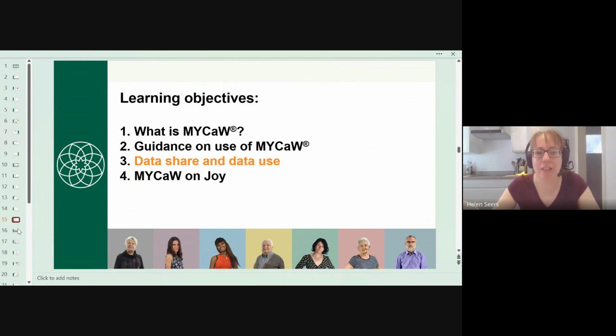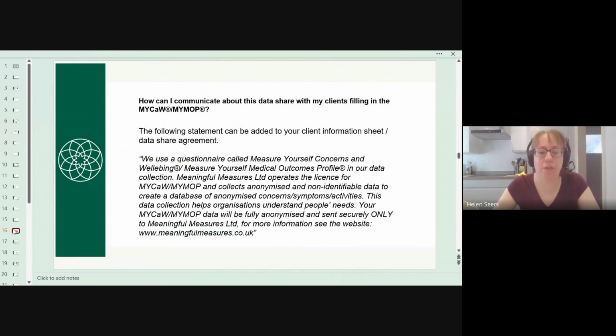So I'll just talk about the data share and the use of the data on MyCore, so you can get a flavour of what we at Meaningful Measures are doing and why we're licensing the tool. You do have a consent in the process of people coming to you, which is similar to this, in that you are saying that the MyCore data will be anonymised and shared back to Meaningful Measures for us to use, so people can consent or not to that. That's just the statement that we give to organisations.